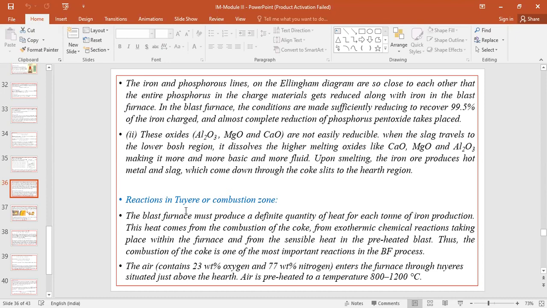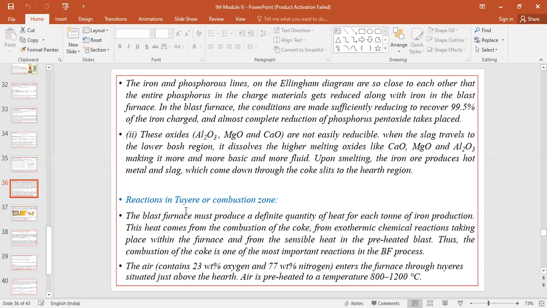Similarly, let's see what reactions take place in the rear part of the blast furnace, where the combustion of the coke takes place in front of the tuyeres. This is the region having the maximum temperature inside the blast furnace, ranging from 1800 to approximately 2000 degrees centigrade. The blast furnace must produce a definite quantity of heat for each ton of iron produced. The heat required for the melting process is basically generated in front of the tuyeres because of the combustion of the coke.